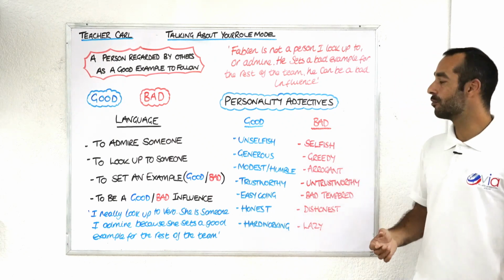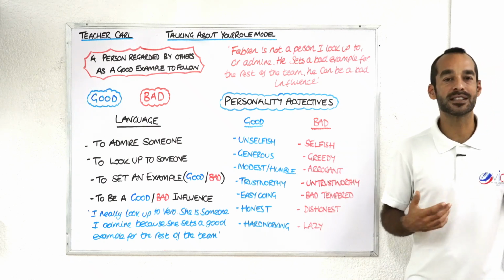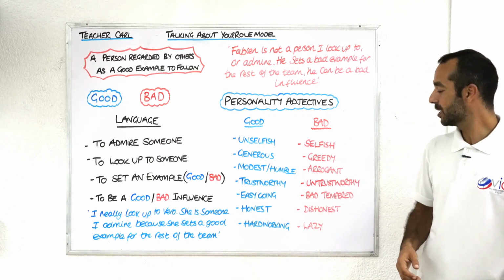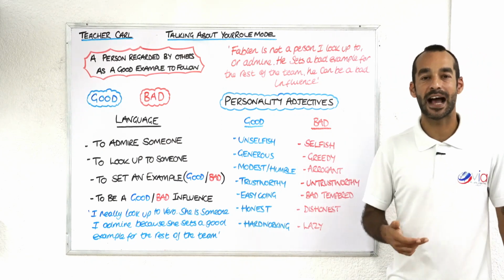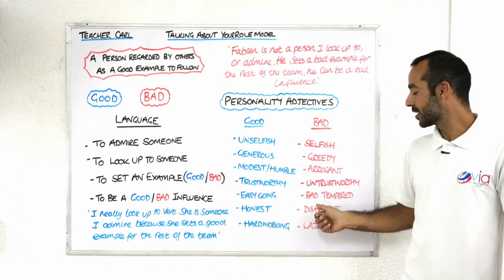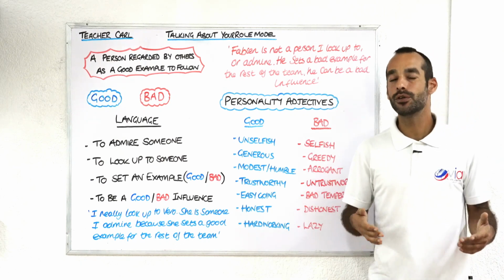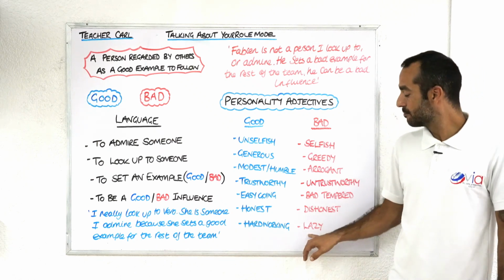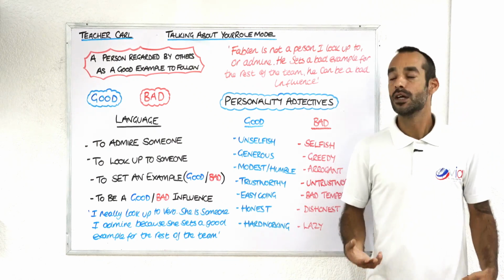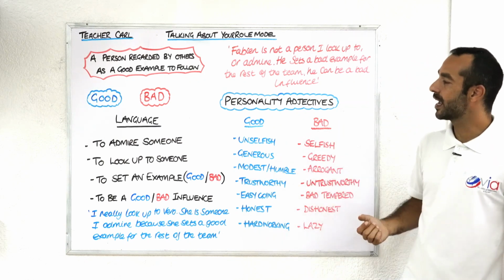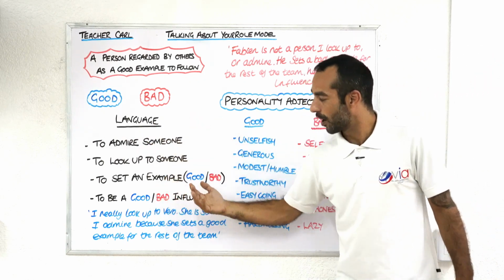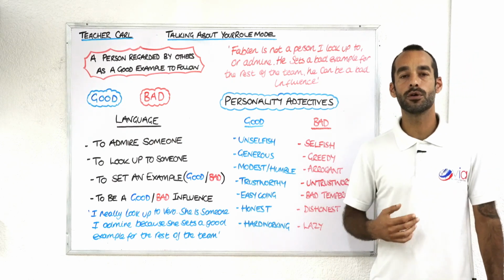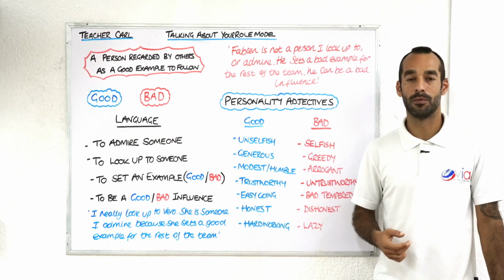Well, what about bad role models? Well, you may describe them as selfish, greedy, whether it be with food or with money. You may describe them as arrogant, untrustworthy. They may be bad-tempered or moody. They could be dishonest, and they might be lazy. So using all of these personality adjectives and some of these phrases here, you can explain to people who you have as a good role model or who you think is a bad role model.